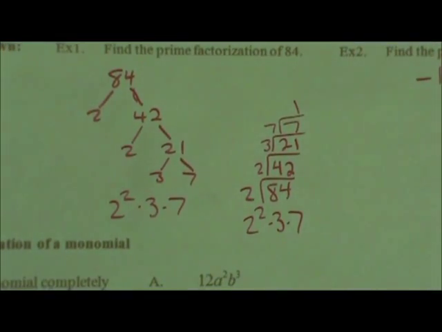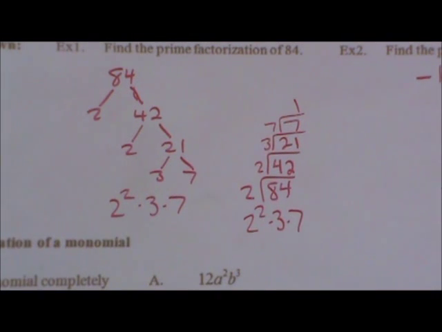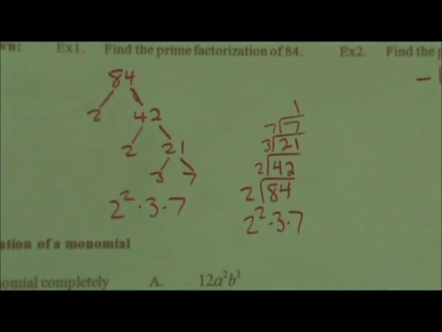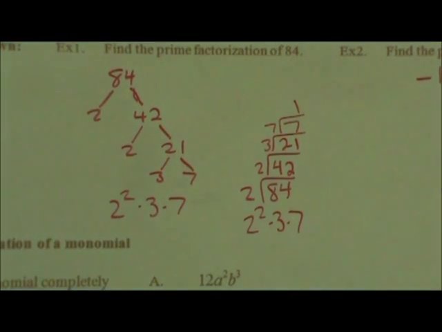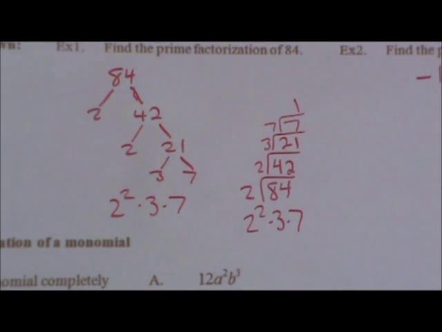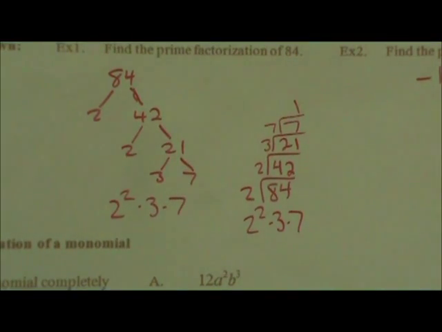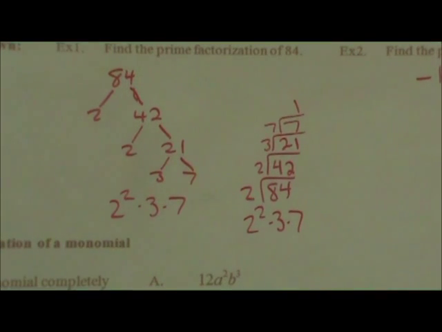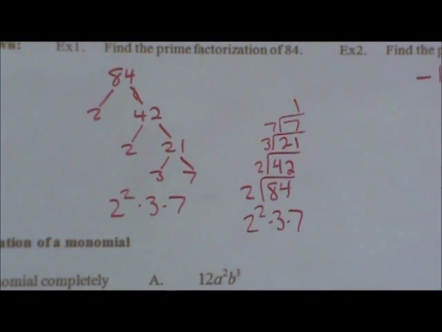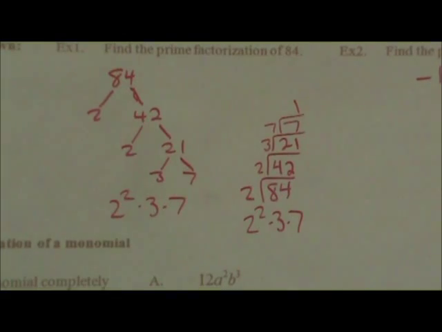The birthday cake method, very similar. Start your base layer of your cake, and you go 2 goes into 84, 42 times, 2 goes into 42, 21 times, 3 goes into 21, 7 times, 7 goes into 7, 1, candles on the top. Same answer. Your choice on which method you'd rather do. Some people would rather do the division. Some people would rather do the factor tree.